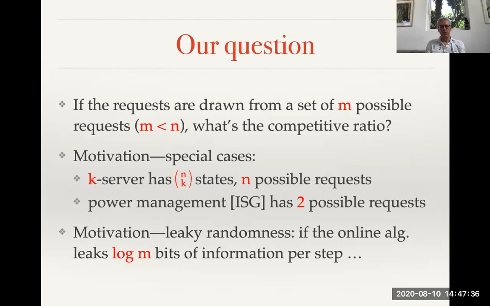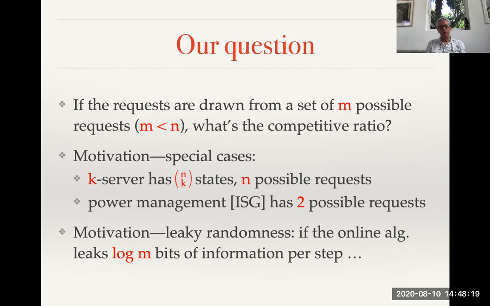So our parameterization is the number of different requests that appear in the sequence. So we will assume that the requests are drawn from a finite set of m possible requests, where m is smaller than the number of states n. And the reason why it's interesting in this case is because when m equals n, generally the lower bounds kick in, the general lower bounds kick in. So it's interesting to see what happens when m is smaller. And the question will be, what's the competitive ratio as a function of m?